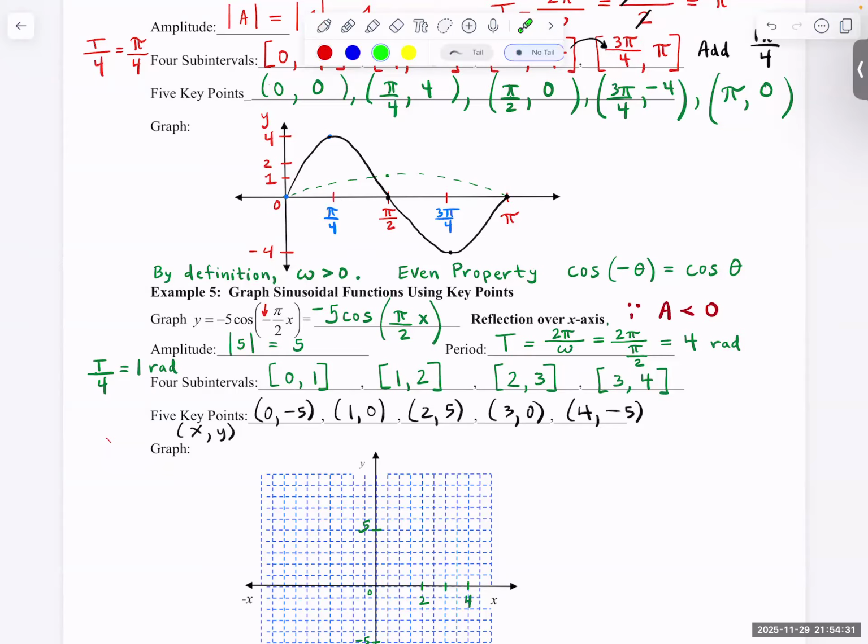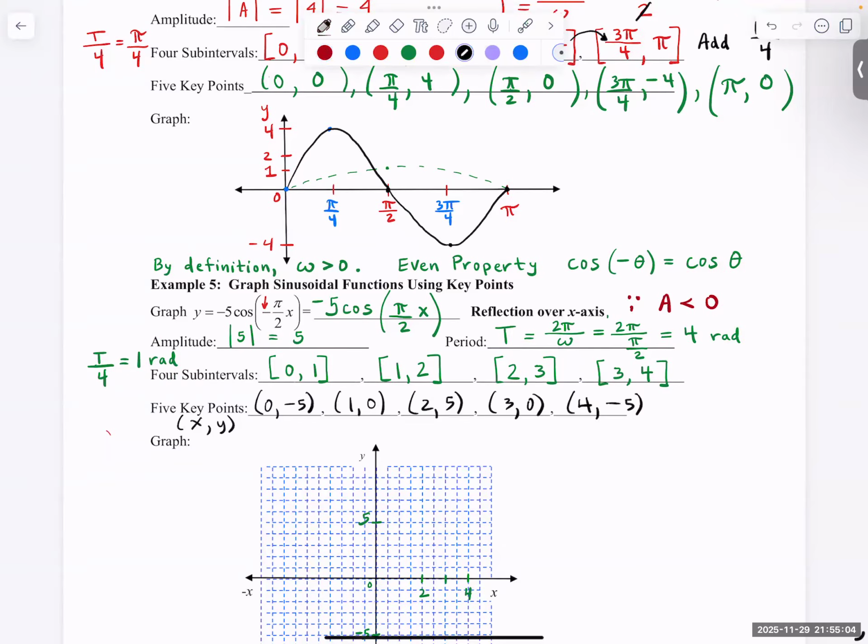The period, T, is 2 pi divided by omega. Omega is equal to positive pi over 2, and this simplifies to 4 radians. So the length of one cycle will be 4 radians. The period, 4 radians, divided by 4 is 4 divided by 4, which is 1 radian, and that's the length of one subinterval.